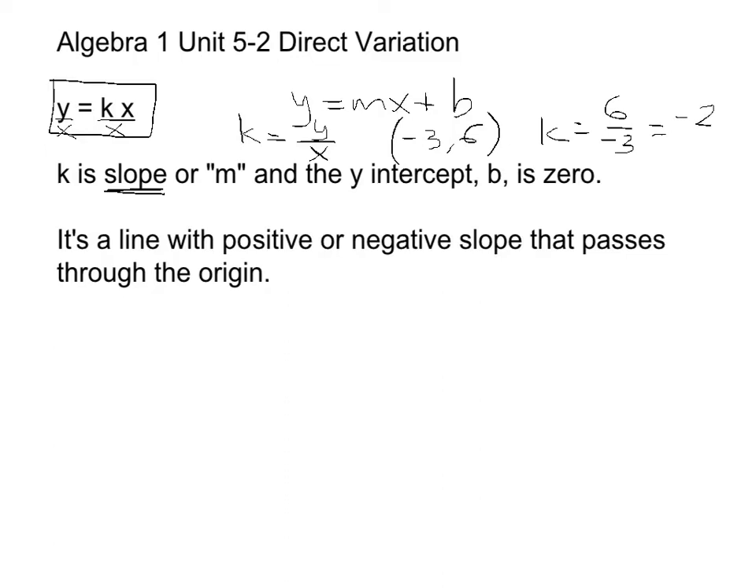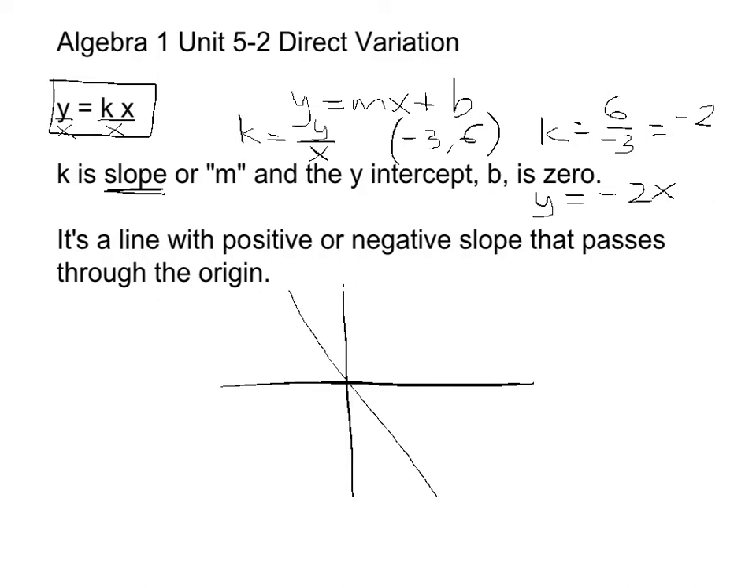Now if they actually asked me to write the equation, I would then go back to the original y equals kx and replace the k with the k number that I found. So for this example, y equals negative 2x. Now, because the y-intercept is 0, it's always going to be a straight line that passes through the origin. So there, I've drawn one that passes through the origin, and we could even say that our point here was negative 3, 6. So the equation of the direct variation is y equals negative 2x. So there's some ideas to keep in mind. It's a line, it passes through the origin, and the k is really what the m is, it's a slope.